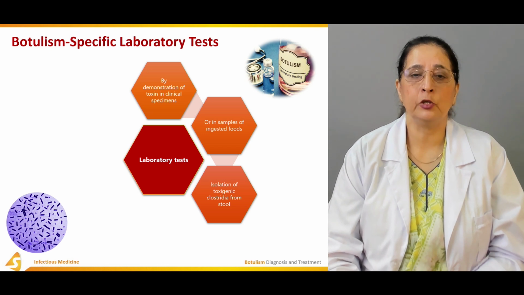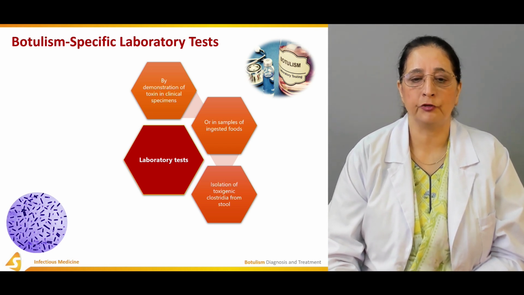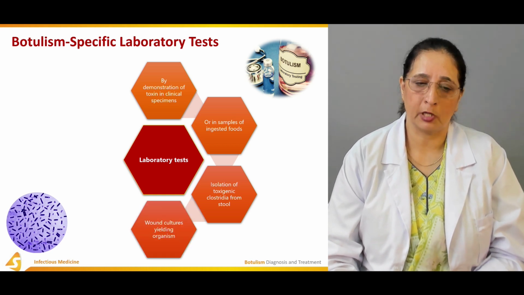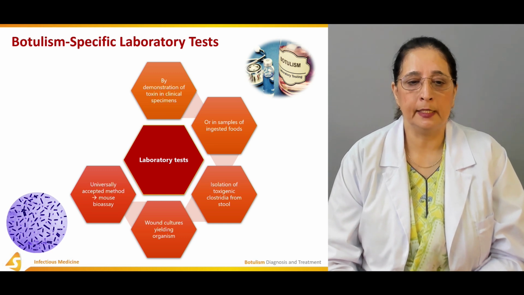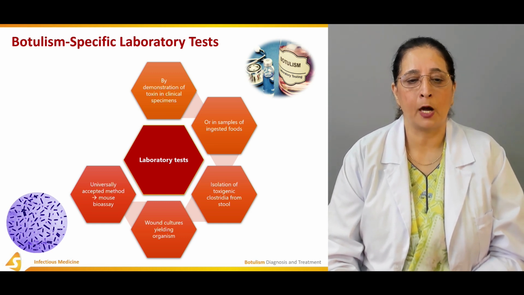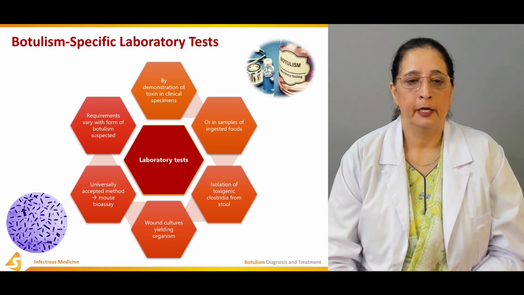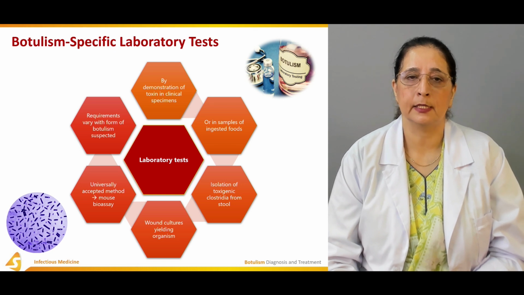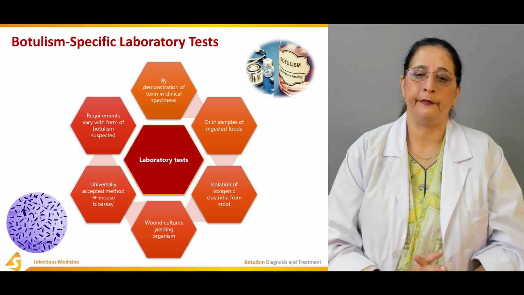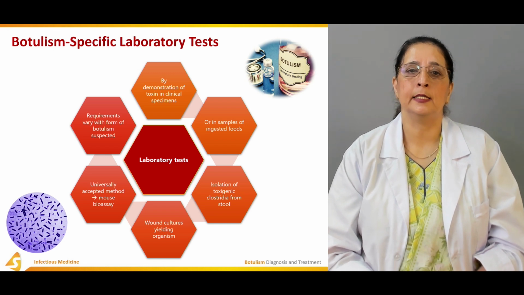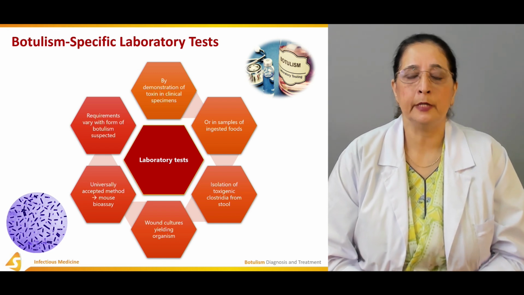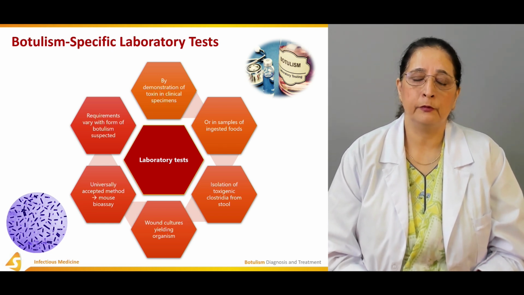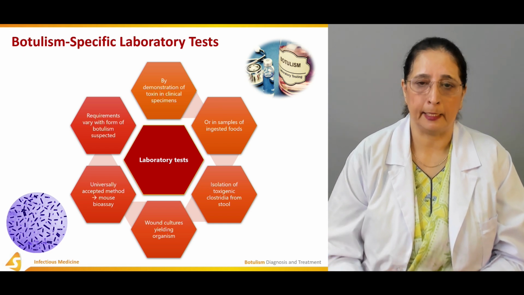Isolation of toxigenic Clostridia from stool, wound cultures yielding Clostridia. The universally accepted method is mouse bioassay. Requirements vary with the form of botulism suspected. So these are some specific tests, and the most important is isolation of the toxin produced by the Clostridia from the food and from the wound culture. So that's very, very helpful.